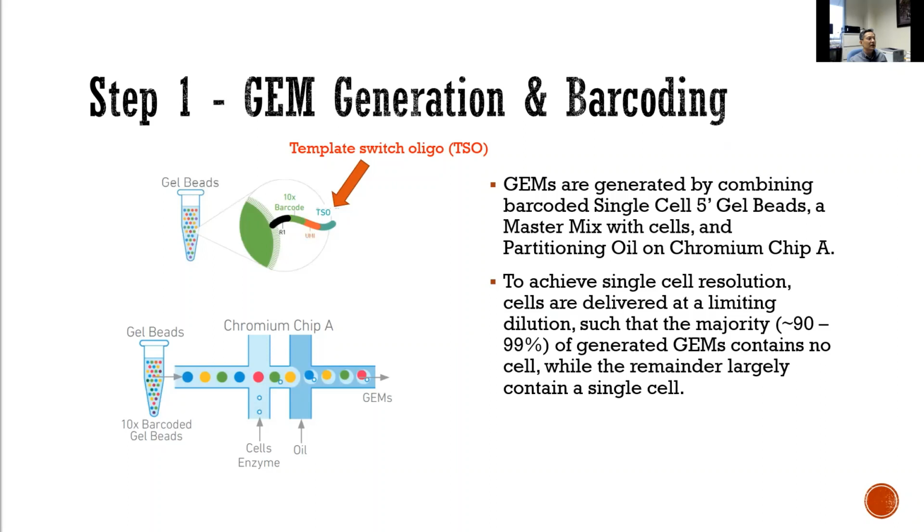So how is this library preparation performed? Here are the major steps mentioned in the user manual. Remember, the first step is we are going to prepare the gel bead, and then the gel bead has its 10x barcode, you have UMI barcode, and here we have a template switch oligo, so-called TSO. And then this gel bead will be captured along with the cells and enzymes, and make oil droplets. So that's the same procedure as we used for single cell RNA-seq, isolate cell preparation.